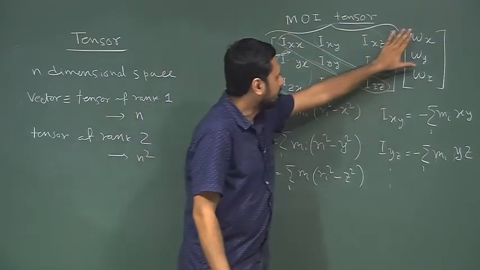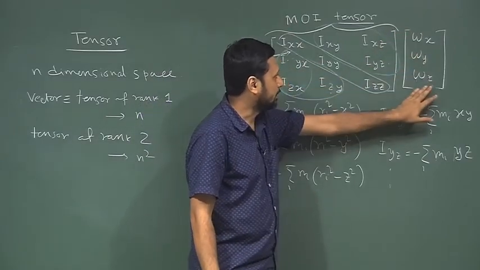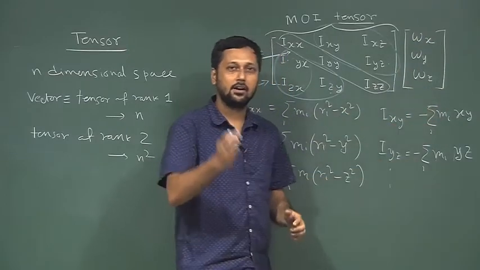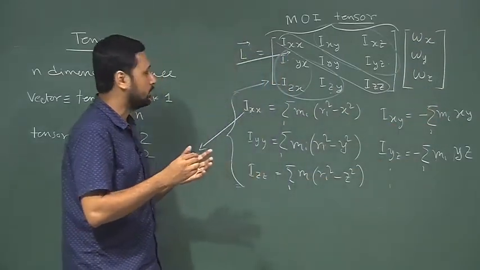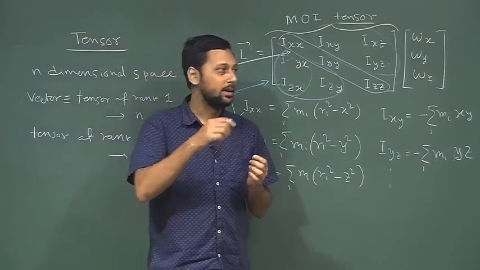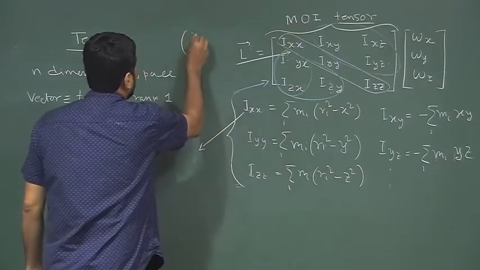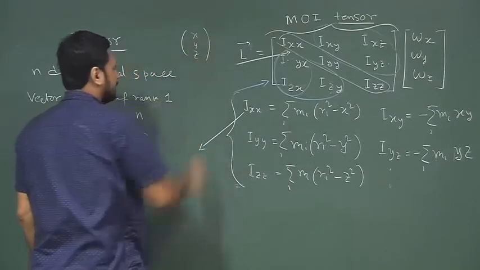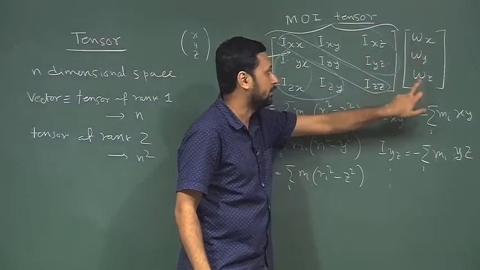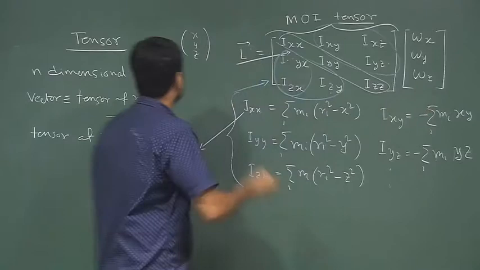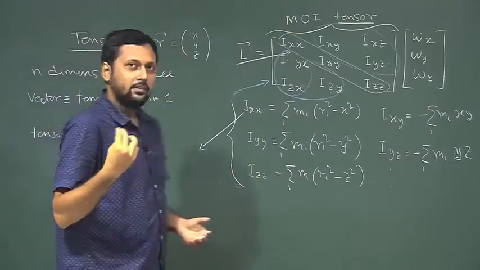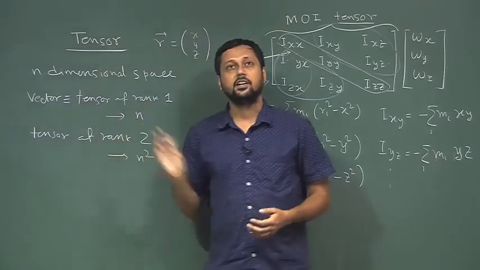Similarly, the angular velocity of a rigid body is represented by a column vector, right. Similarly, if we want to represent a position vector, we can represent it as x, y, z. Similarly, we can represent the angular velocity in terms of omega x, omega y, and omega z, right. So, this is our R.